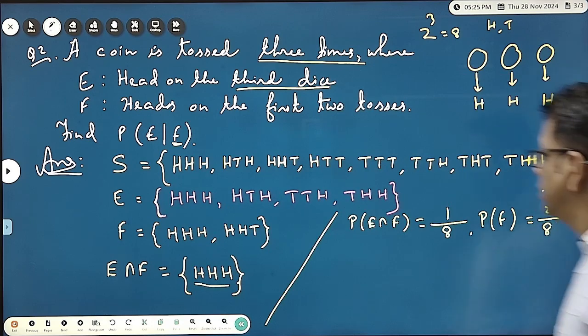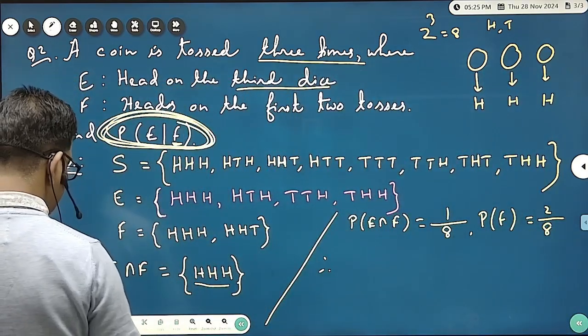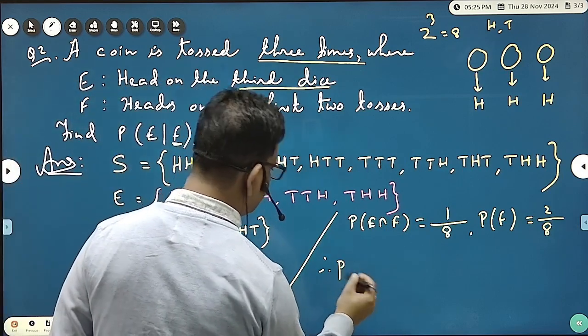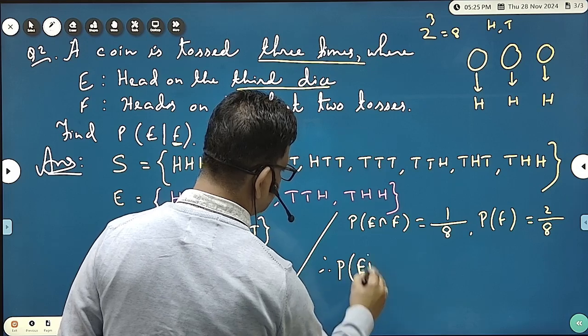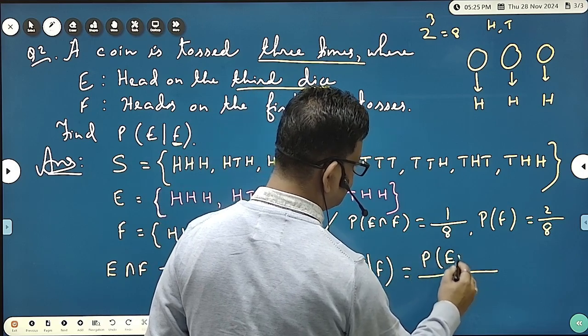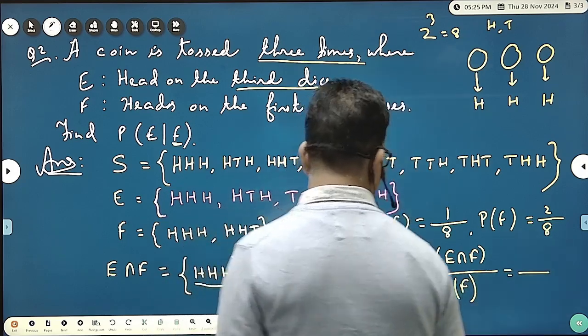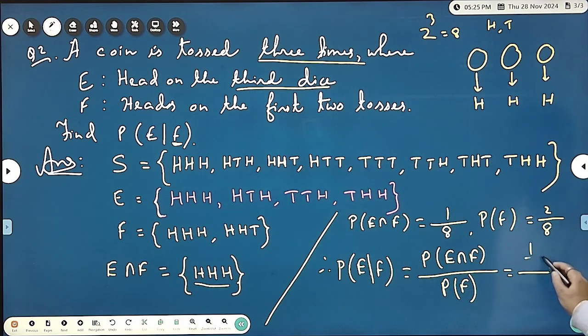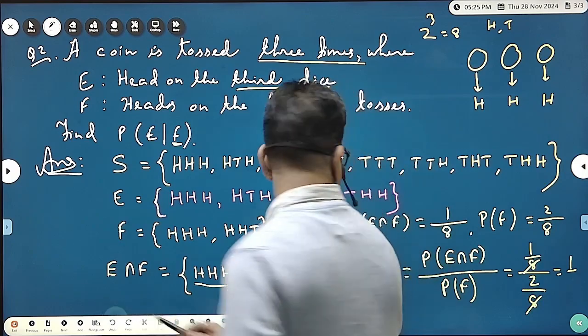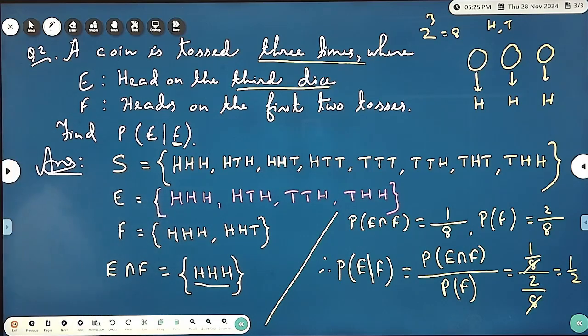So this is ready. Therefore, now come to the question. Find P of E given F. Therefore, the probability of E given F is P of E intersection F by P of F. Just put it. E intersection F is 1 by 8, and this is 2 by 8, so the 8 gets cancelled. What is the answer? 1 by 2. Okay, 1 by 2. Right. I will give another question that you will try yourself at home later.